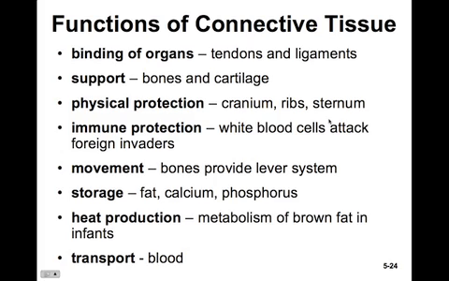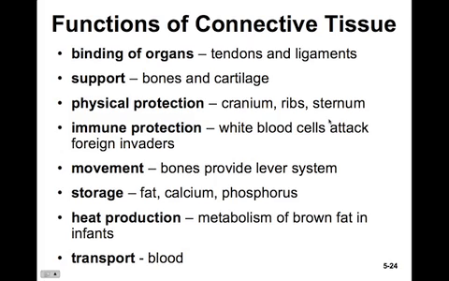So, binding organs, in the case of tendons and ligaments, supporting with bones and cartilage. We also see physical protection. The bones of the cranium protect the brain, and the ribs protect the contents of the chest cavity. For immune protection we'll see white blood cells, as blood is also a connective tissue. And movement: bones provide lever systems, which along with muscles allow various movements of our skeleton.